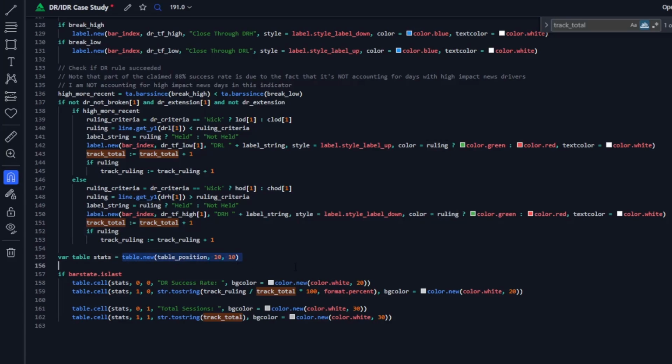And we're just going to make a table. And so we're not running this on every bar. We're just going to say if bar state equals last, we're going to have DR success rate. And then to the column to the right of it, we're going to have the percentage of time that the DR rule succeeded: how many times our ruling was successful over the total number that were tracked. And we can also just throw in the total sessions right here just so we can see how far this was tested back. So like I said, this is going to be open source if you want to check it out. The link is going to be in the description.